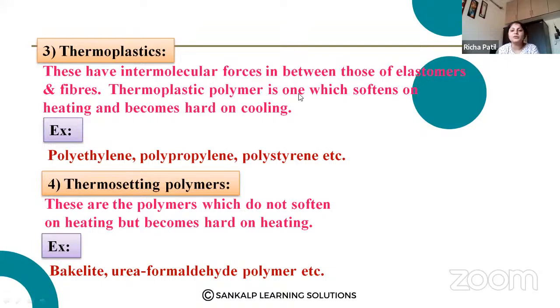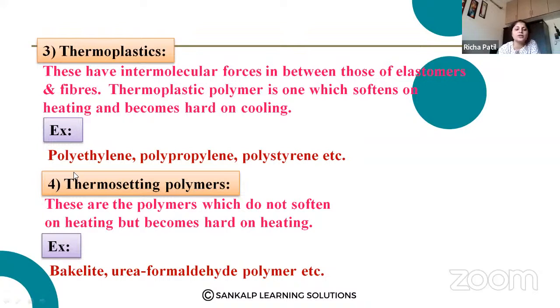A thermoplastic polymer is one which softens on heating and becomes hard on cooling. When you heat it, it gets soft, and it becomes hard when you cool it. The example is polyethylene, then polypropylene, polystyrene, etc. Remember that the intermolecular forces are in between those of elastomers and fibers.